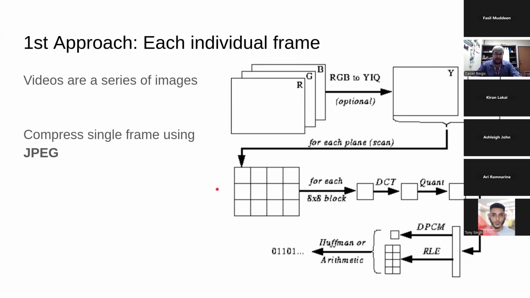We divvy up the image into a series of 8x8 blocks. The size of these blocks has changed with different standards, but for this example, we're going to go with 8x8. And then we go through a discrete cosine transform.